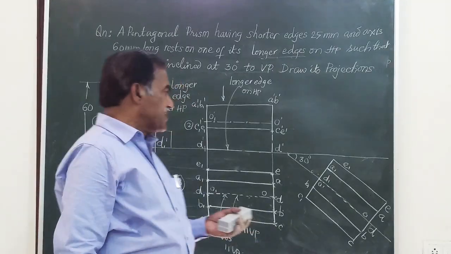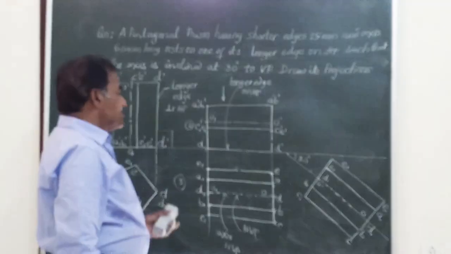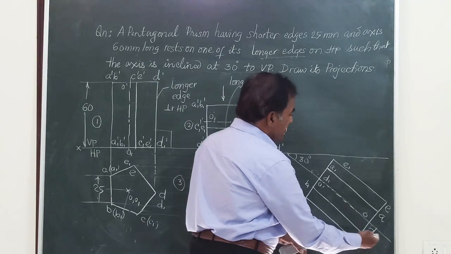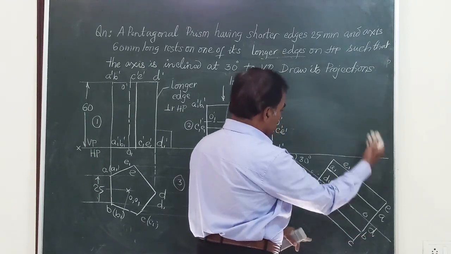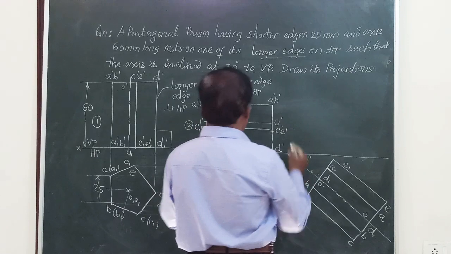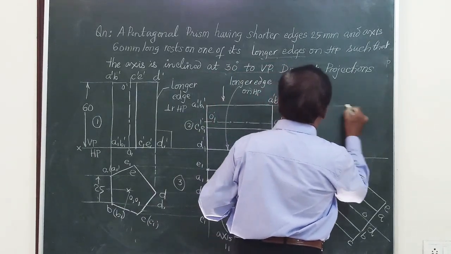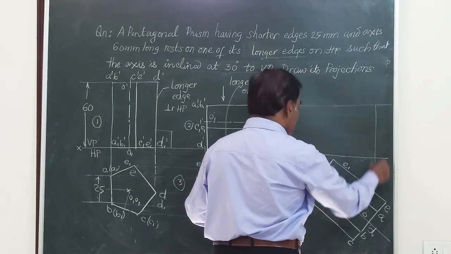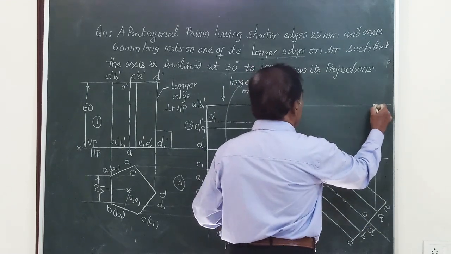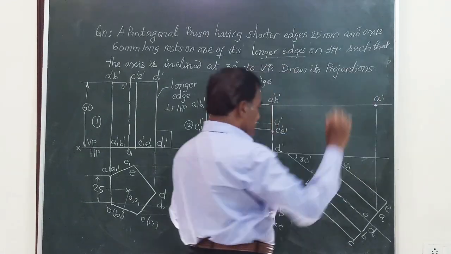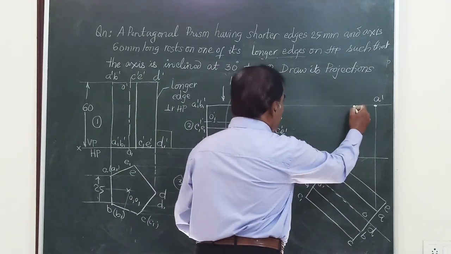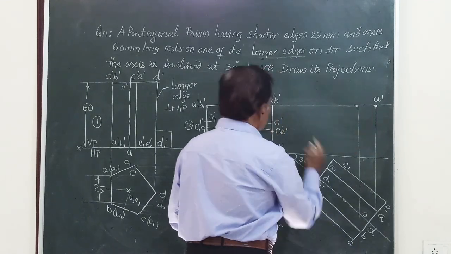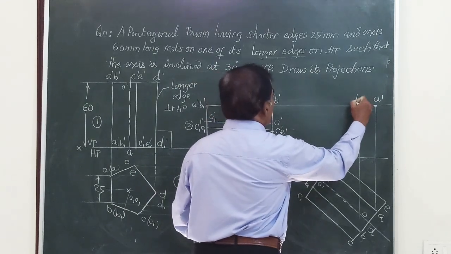So I have to obtain the final front view, in which case the observer will see the top face since it is near to him, and get all the 5 points for the top face. Let me start from AB. So you will get AB on this line. How to get them? A and B: a vertical line from A, a horizontal line from here, and the point of intersection will give you A dash. Likewise B: a vertical line from here and a horizontal line from here will give you B dash.